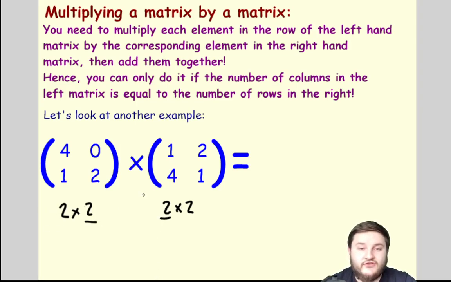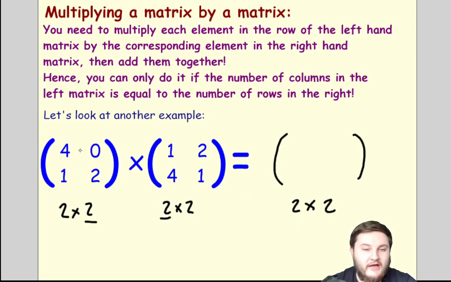And what we're left with is 2 by 2. So my answer is actually also going to be a 2 by 2 matrix. So if you multiply a 2 by 2 with a 2 by 2, you get 2 by 2. And this actually applies to any square matrix. If you multiply a square matrix by a matrix of the same dimensions, then you get a matrix of the same dimensions as the answer. So to work out this one, you need to multiply every element in the row of the left-hand one with every element in the column of the right one.